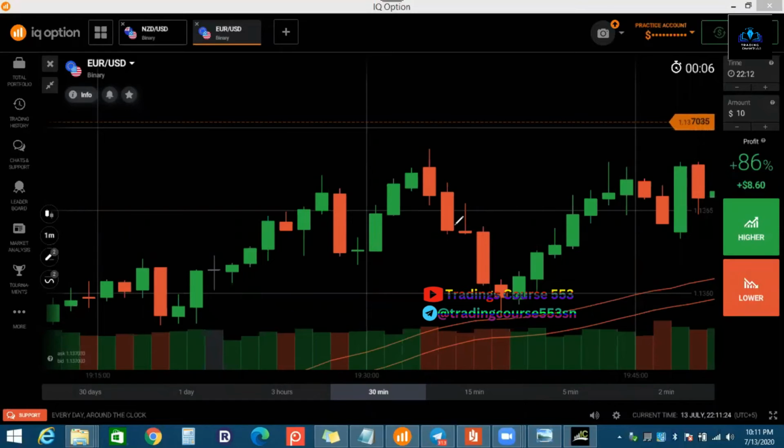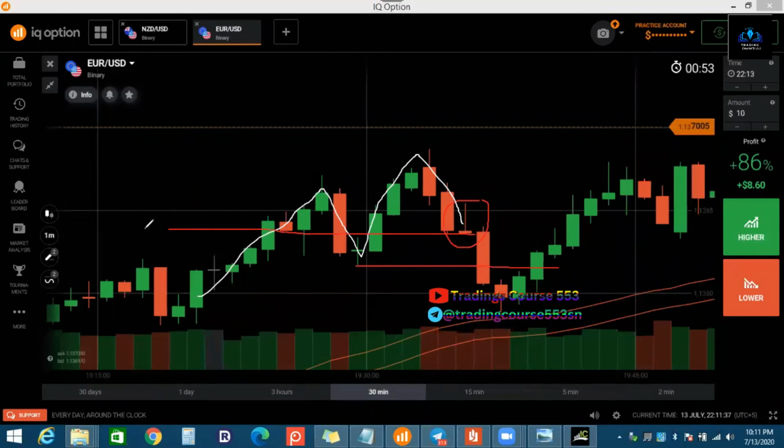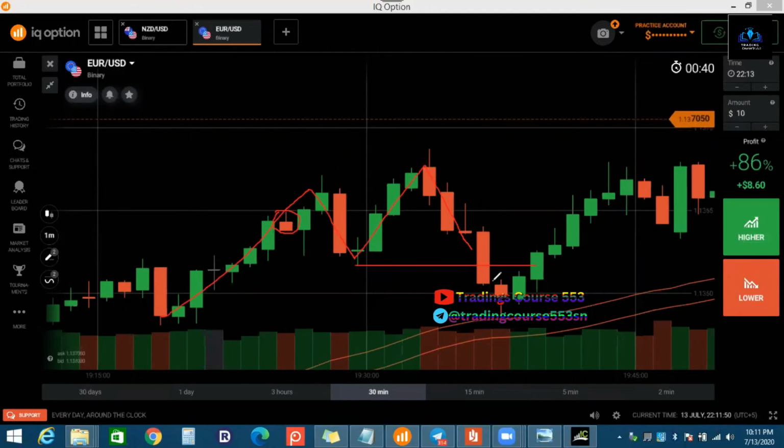This signal is not working here. Why? Because support is here, the wave support. There is no other support. Do you find any other support created here? No. Not a single wave support. Even if you trade here after the support closes, look, it's going up. So support is very important.